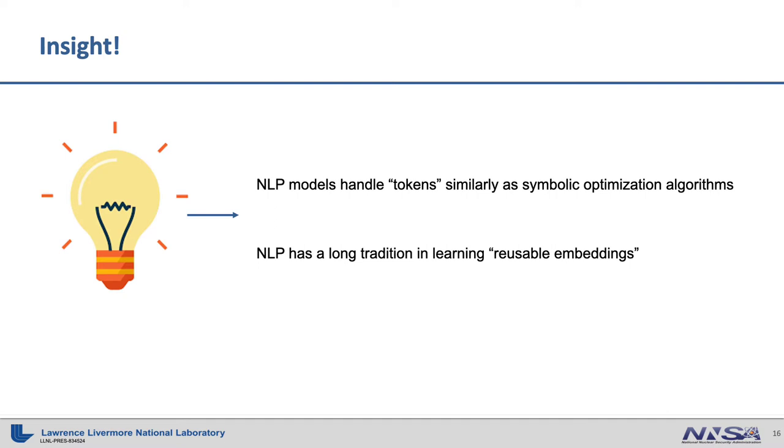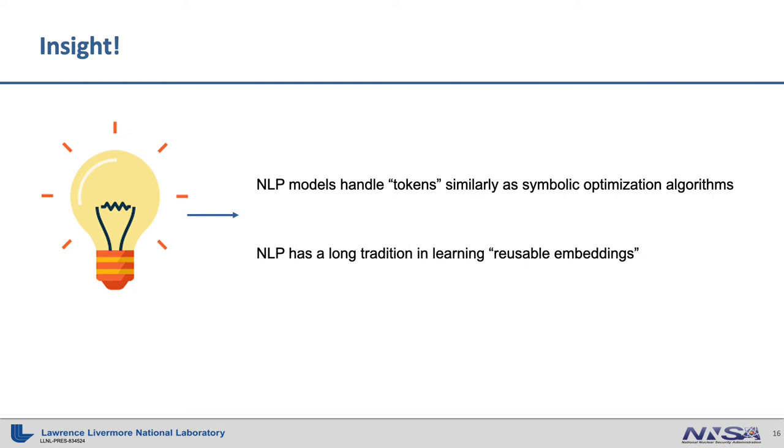So then thinking on this problem, we came to the main insight of this paper: NLP models handle tokens very similarly to DSO, or in general any symbolic optimization algorithm. And NLP also has a very long tradition in learning embeddings that are reusable. So you can, for example, learn a BERT model for a given task, and then change a little bit of the architecture, change some layers, and reuse the same model without having to train it over again for a completely different task, as long as it is related to the same language or the same type of text. And this is great, and this is kind of what we are looking for here.